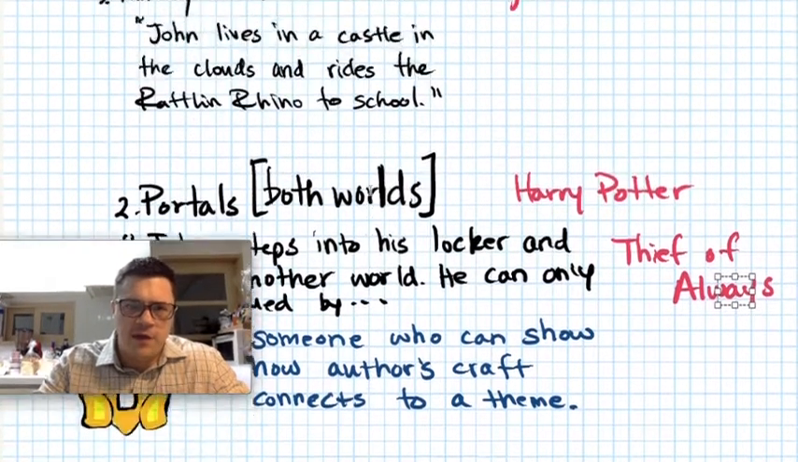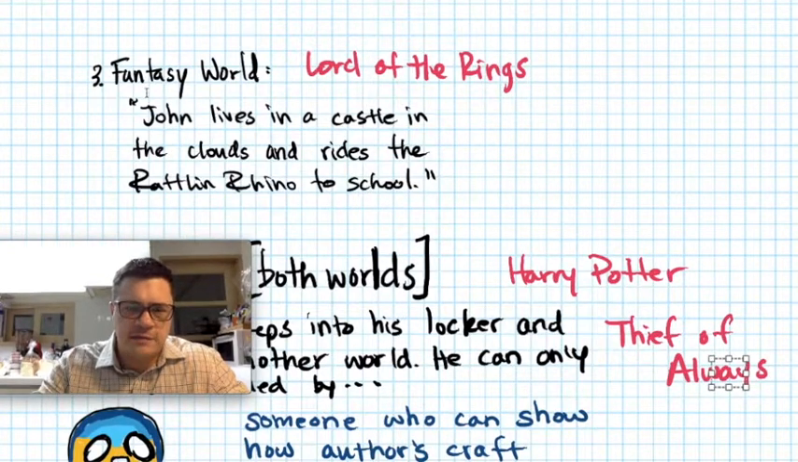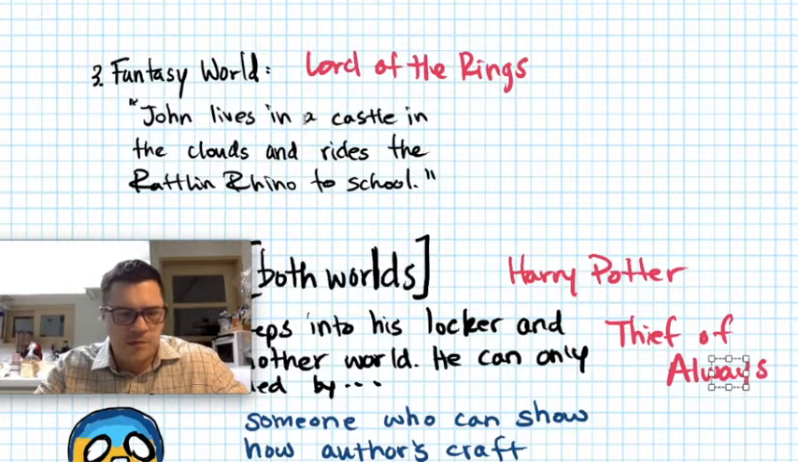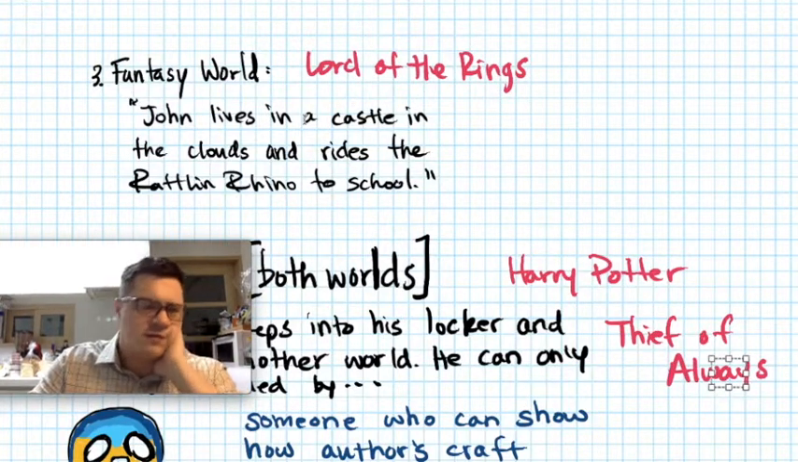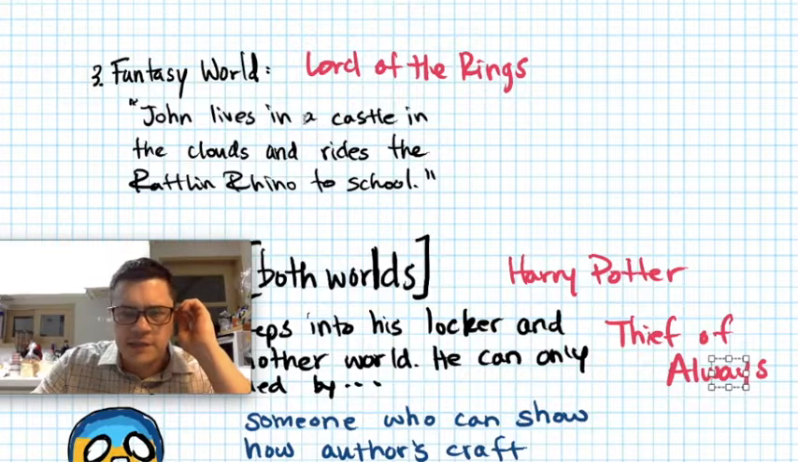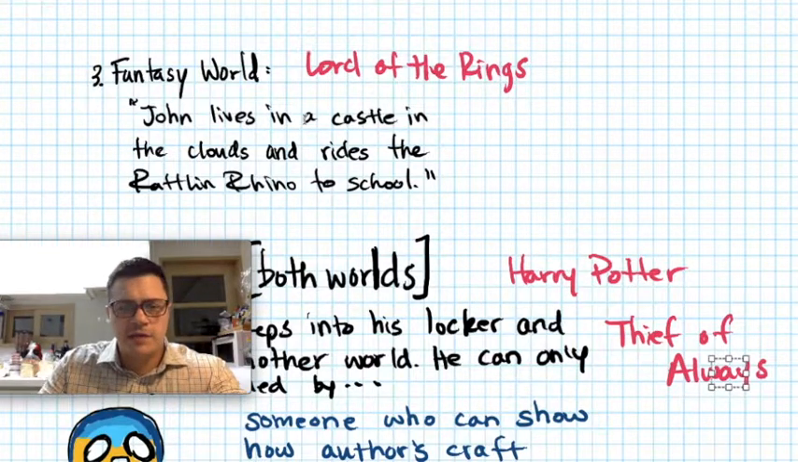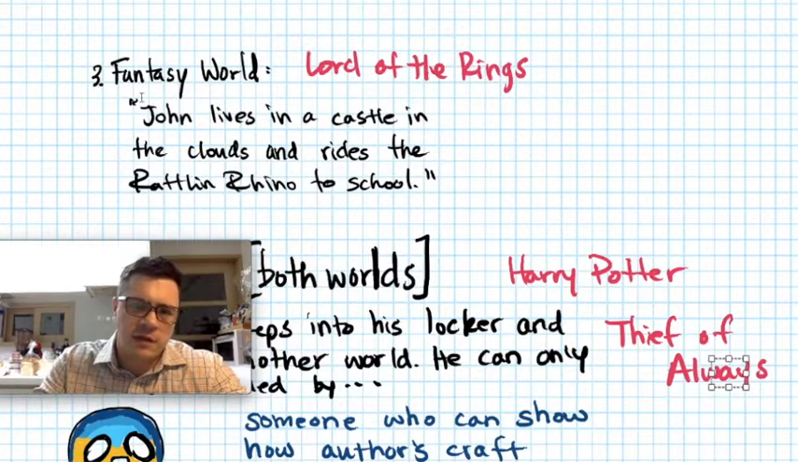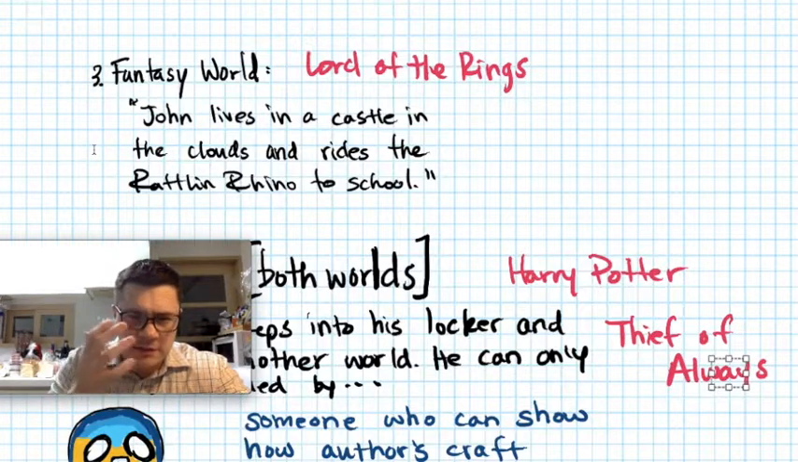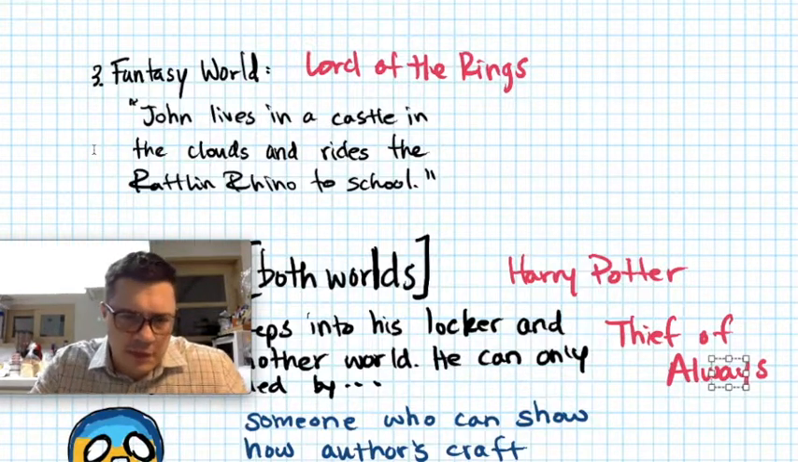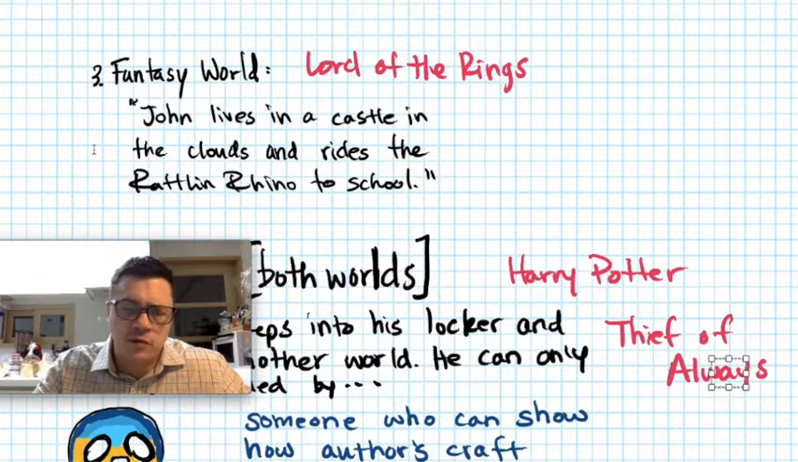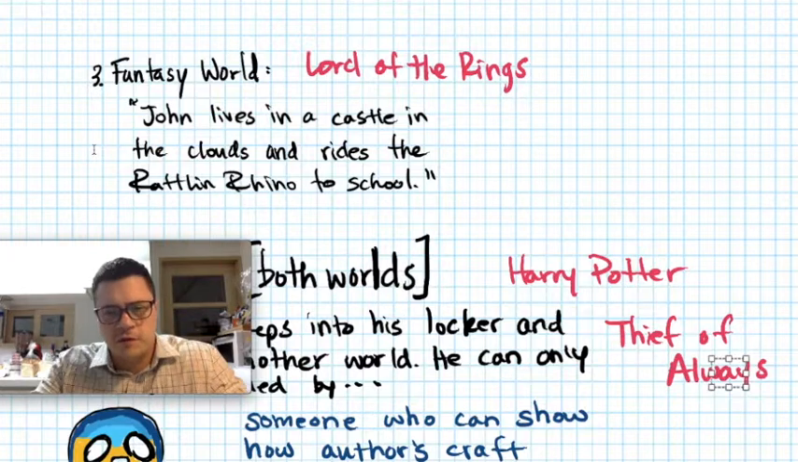Okay. A third option is the entire story takes place in a fantasy world, and the example here is Lord of the Rings, right? So the Shire is not a real place. Hobbits are not real. The entire story takes place in a fantasy world. And here I've got John lives in a castle in the clouds and rides the Rattling Rhino to school. Okay, so this entire story takes place in the fantasy world.